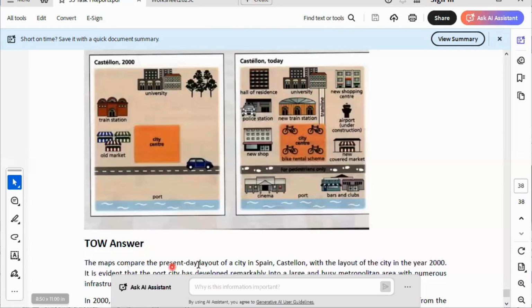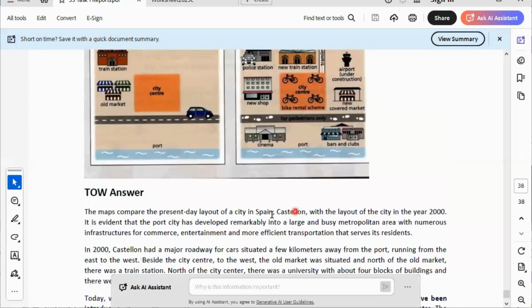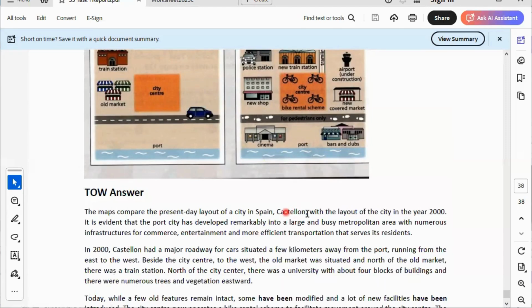Compare the present day layout of a city in Spain. What's the name of that city? Castellon. So you can say I put a comma because I want to mention the name, and then I marked it off with another comma. This is what we call an appositive. Appositives are marked off with commas.